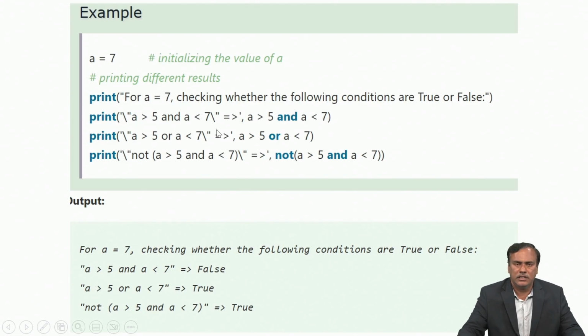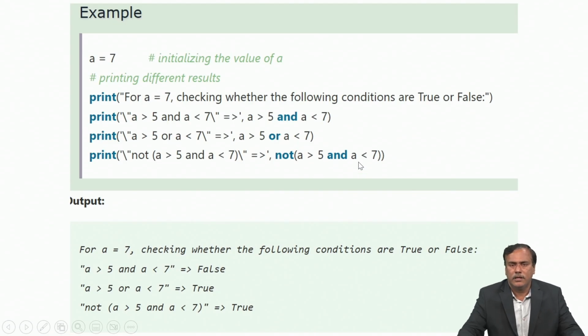In the same way, here, see: is a greater than 5? Yes, 7 is greater than 5. It is true. And is 7 less than 7? It is false. True or false becomes true. When both are false, then only it is false. Because of this reason, I have got the output as true. In the remaining cases, it is true. Here one is true and the other one is false, so that is the reason I have got it as true.